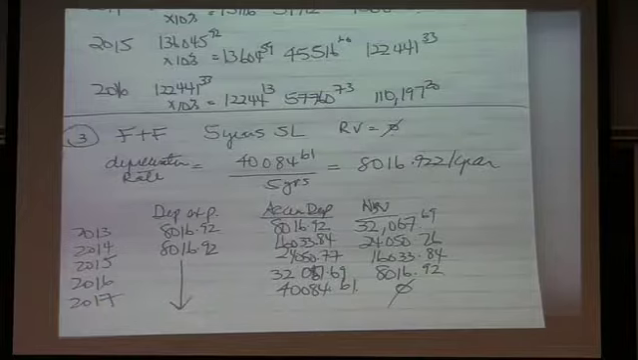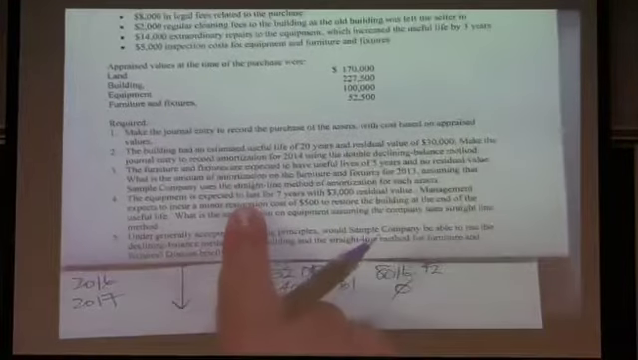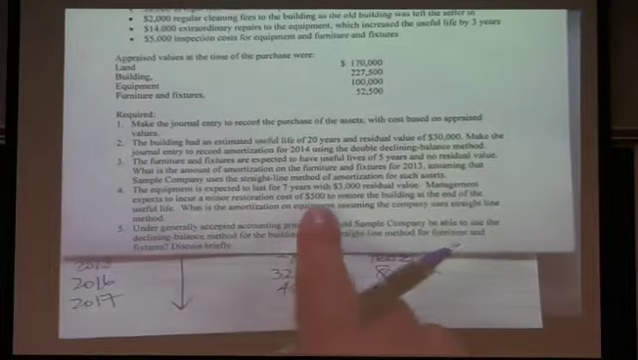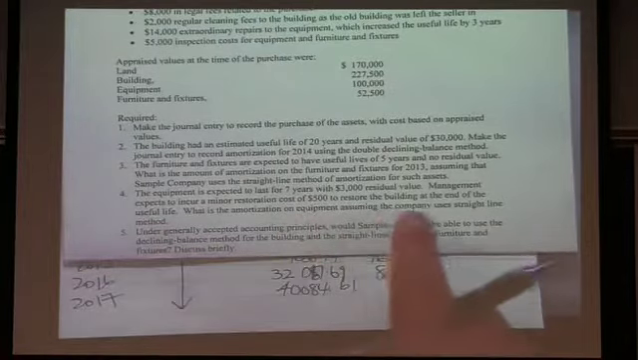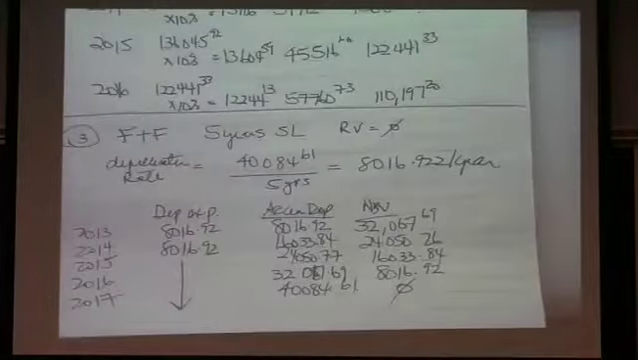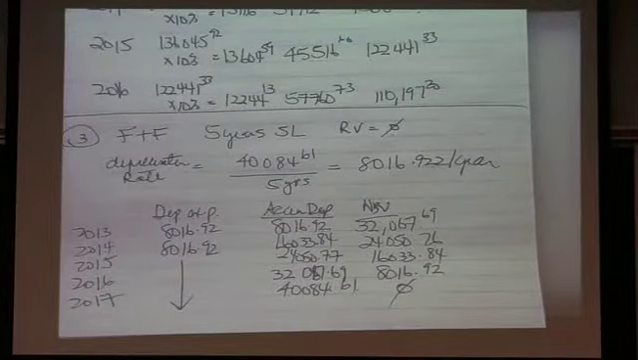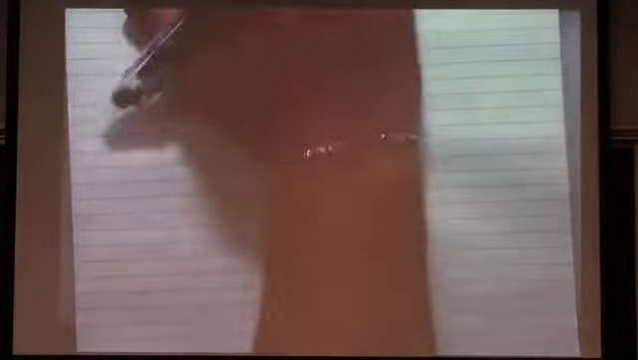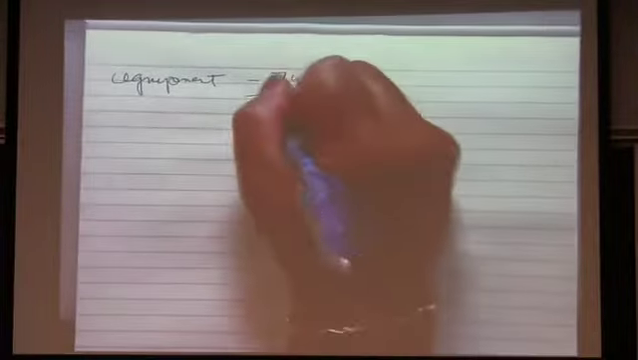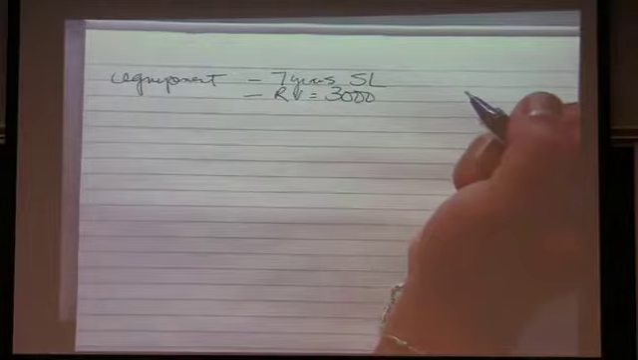Now, the next part of the question says the equipment is expected to last for 7 years with 3,000 residual value. The management expects to incur a minor restoration cost of $500 to restore the building at the end of its useful life. What is the amortization expense, assuming the company uses straight line? So this one here, we're dealing with the equipment. It's 7 years, straight line. The residual value is 3,000, and there's a minor restoration of 500.